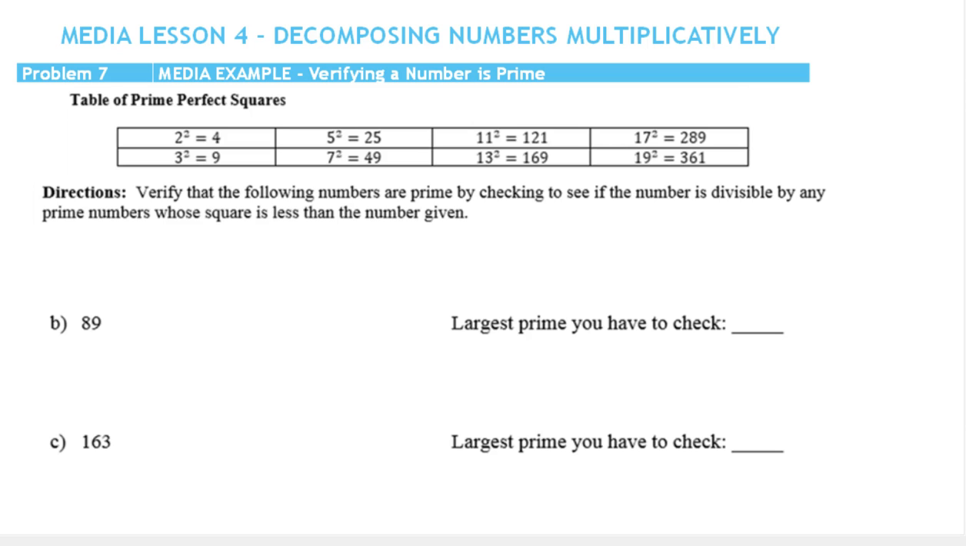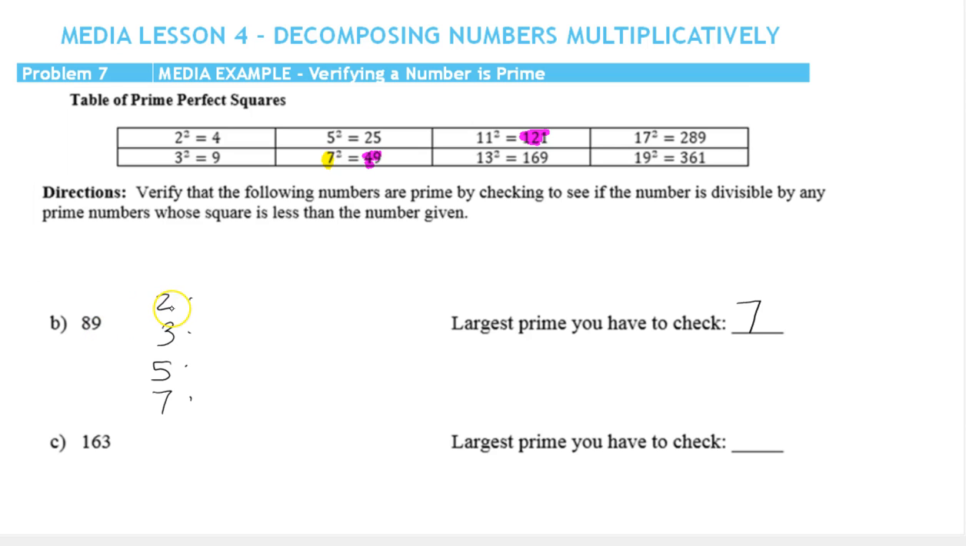Let's do a couple more. So 89, let's see where it lies in the chart. Well, it's bigger than 49 and it's less than 121. And we will use the smaller number, so 7. So we have to check, the largest prime we have to check to see if this is divisible by is 7. And notice the primes less than that are just 2, 3, 5, and 7. Okay? We don't have to check 1. Every number is divisible by itself, and prime numbers, therefore, too, are divisible by themselves. So now we can go through this process.